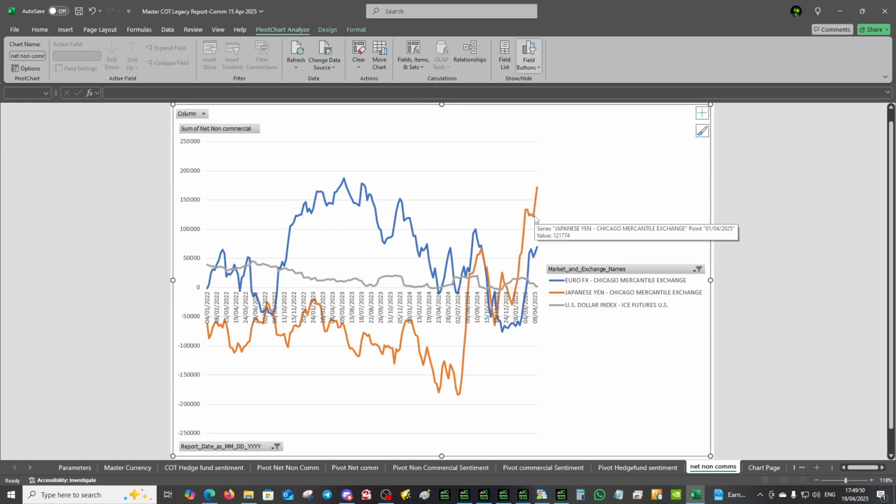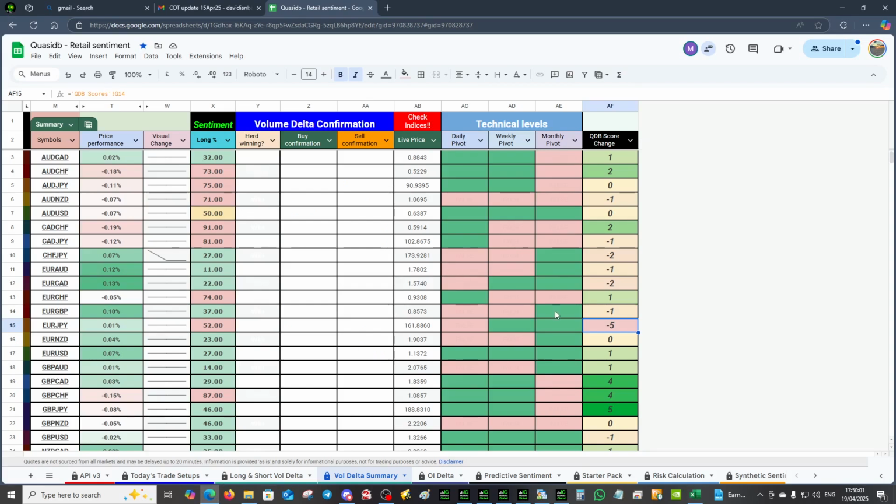The yen's continuing higher. 121, 171,000. So the banks, they're very bullish on the yen right now. How are we looking on that? We know that EJ should be a sell, so that does correspond to that. We're seeing some yen strength.